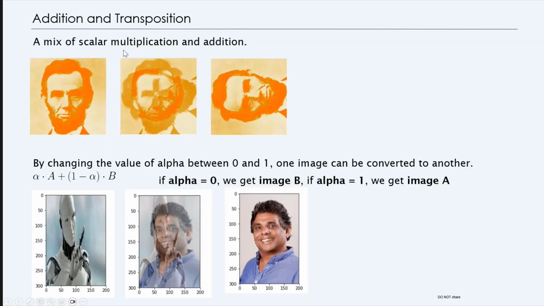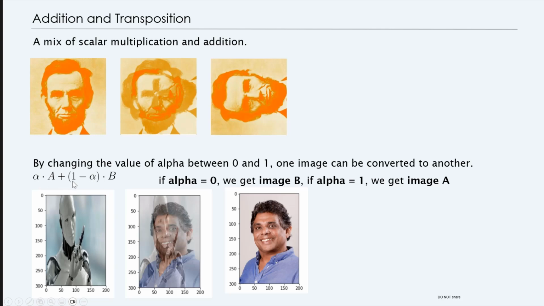We can also use vectors to do addition and transposition. For example, I could take Lincoln's picture and transpose it and overlay them on top of each other. This might give you some interesting way to think about this. If you think of each image as a bunch of pixels.